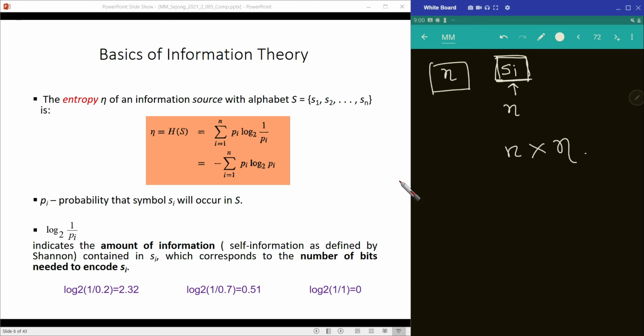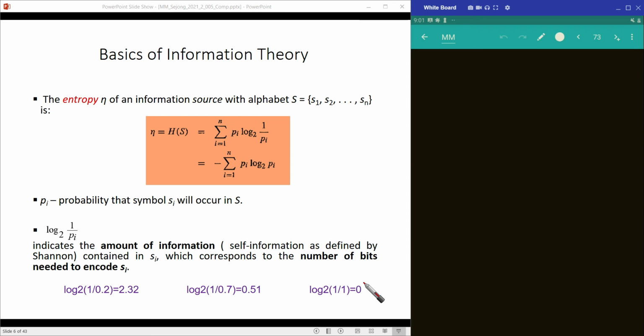And definitely, if you see that our probability is decreasing, let's say probability 0.2, then the amount of information is 2.32. And let's say a symbol has a probability 0.7, then the amount of information it carries is log 2 of 1 over 0.7, that is 0.51. And if some symbol has a probability 1, that means a very certain symbol, the information is 0. That means if something is certain, there is no uncertainty, so we don't need to represent that one.